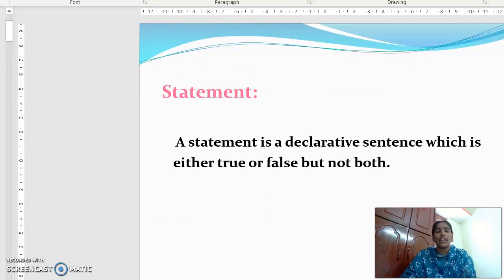So here I have given the definition of a statement. A statement is a declarative sentence which is either true or false, but not both. We already discussed this in the previous slide. So it is a declarative sentence which is either true or false. If the statement's truth value is true, you represent it with a capital T. If the statement's truth value is false, it is represented by a capital F.